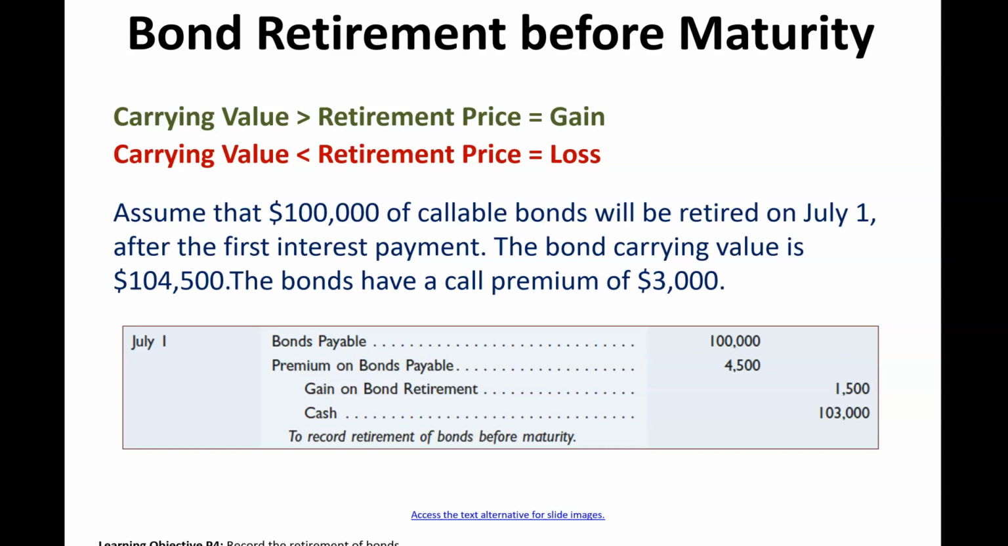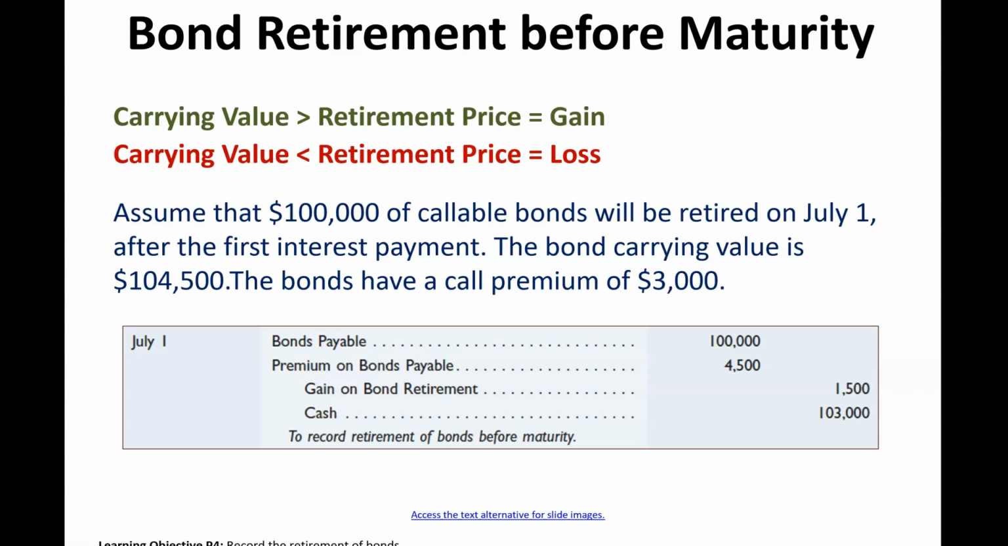Sometimes you will retire the bond, which means you will call the bond to payment before maturity. If the carrying value is greater than the retirement price, then you will get a gain. If the carrying value is less than the retirement price, you will have a loss. So let's assume $100,000 of callable bonds will be retired on July 1st, after the first interest payment.